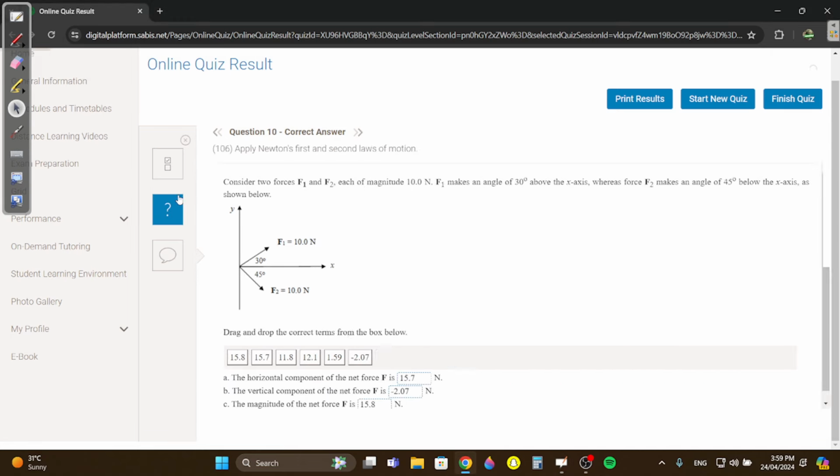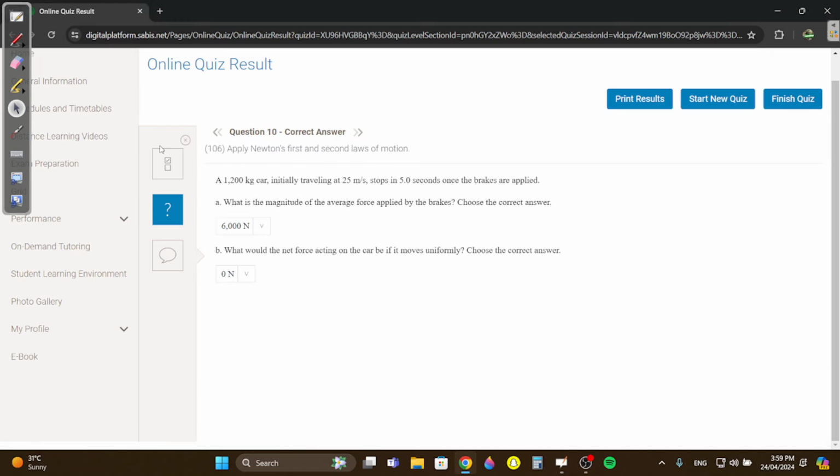Question 10. A 1200 kg car initially traveling at 25 meters per second stops in 5 seconds. What's the magnitude of the force? Since we're working with mass and velocity and time, you're going to use F equals ma. We have the mass 1200, so F equals 1200, but we need a, right? They did give us the velocity and the seconds, and they're saying it stops, so the final velocity is 0, and the initial velocity is 25.